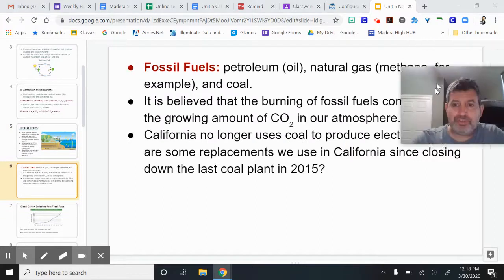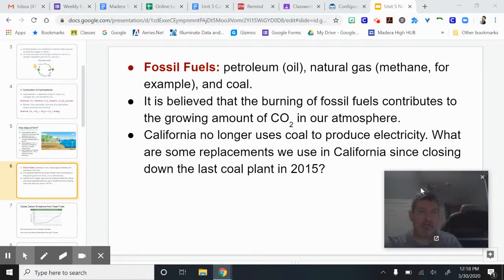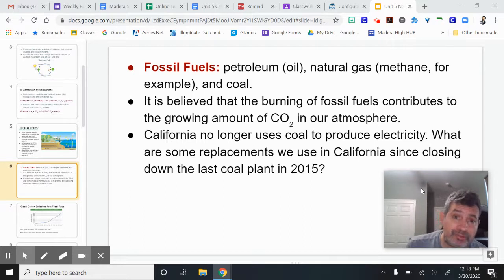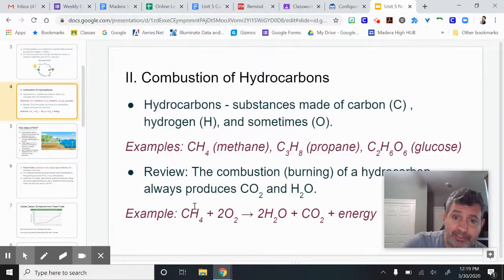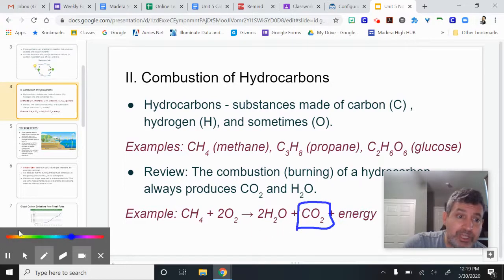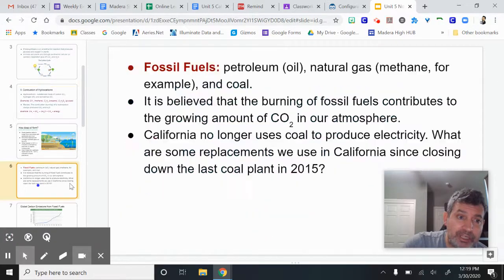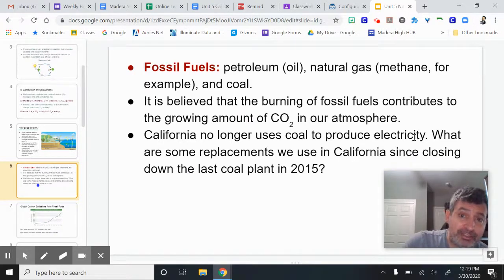So fossil fuels, it's a term that we use a lot. Fossil fuels include petroleum, which is our oil that we just talked about, the natural gas that we looked at with the combustion of hydrocarbons, and coal. Okay. It is believed that the burning of fossil fuels contributes to the growing amount of CO2 in our atmosphere. So as we burn fossil fuels, let's go back to this. Remember, we get CO2 when we burn fossil fuels. So as we look at that, we have a growing increase of CO2. And we're going to look at some data in this video just to show how that's operating.